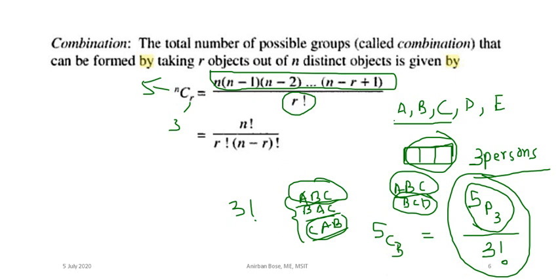And nCr in terms of factorial can be written: if you multiply numerator and denominator by (n minus r) factorial, then the numerator becomes n factorial and the denominator will be r factorial times (n minus r) factorial.